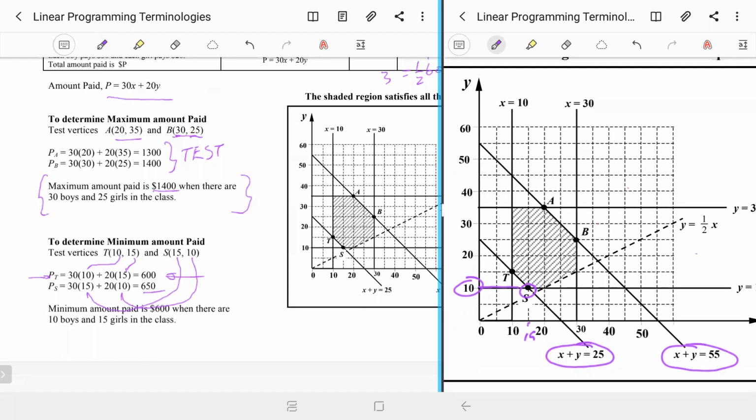So which one of them is lower? The minimum is clearly this one right here, T. So the minimum amount you're going to get from operating the class is 600 when you have 10 boys and 15 girls. See here, the minimum amount paid is $600 when there are 10 boys and 15 girls in the class. That's a typical example.